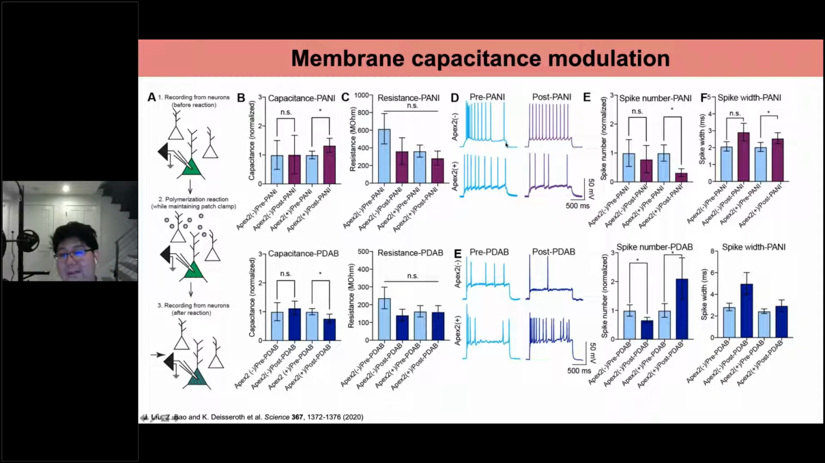And if you look at the neuron spikes recorded from the patch clamp before and after polymerization, you can see a significant reduction of the neural activity versus an increase in neural activity from the insulating polymer or conducting polymer polymerization.